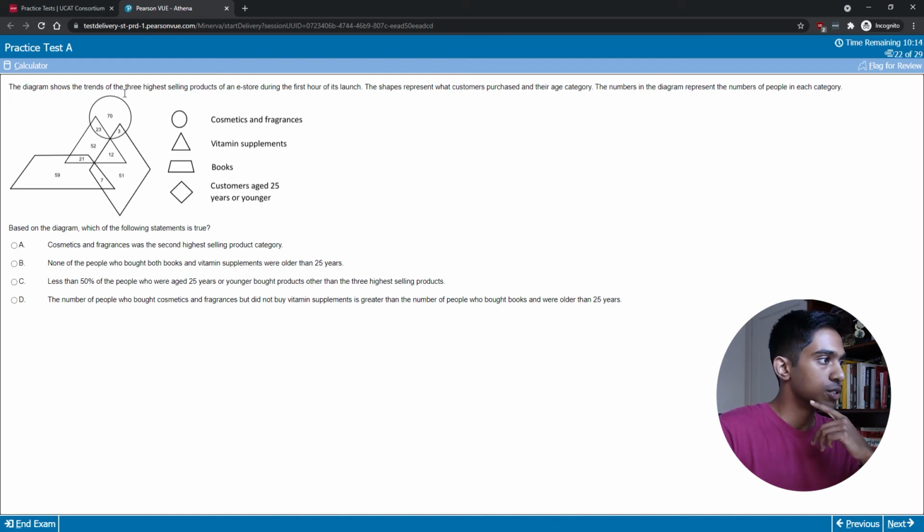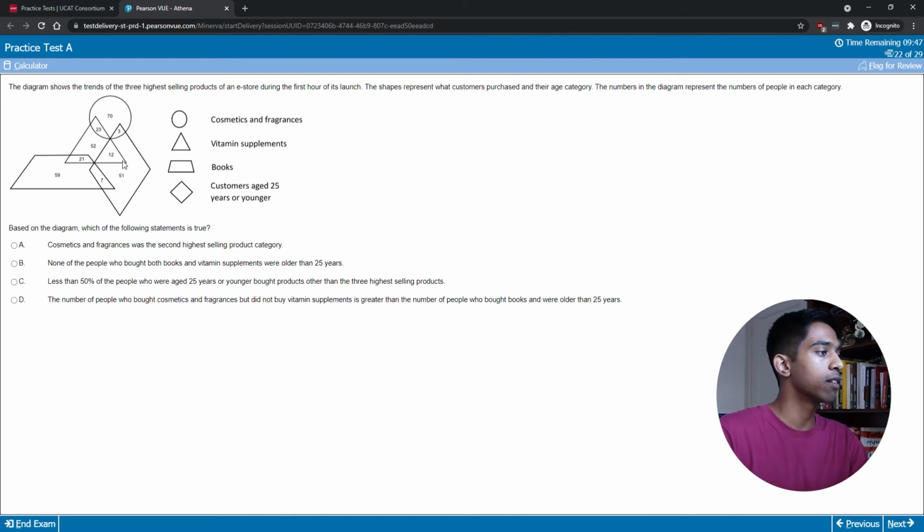The diagram shows the trend of the 3 highest selling products of an e-store during the first hour of its launch. The shapes represent what customers purchased and their age category. Numbers in the diagrams represent the number of people in each category. Okay. Cosmetics and fragrances was the 2nd highest selling product category. Okay. Cosmetics and fragrances, we should add, 2nd highest selling.